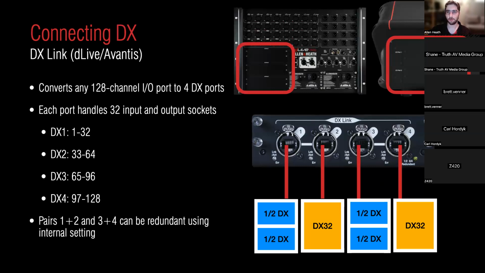So each one can handle a daisy chain of DX168s or a single DX32. So that's really important to note, because it looks like these are redundant pairs, but they don't have to be if you don't need and want them to be. And I just want to clarify, SQ is involved here. We're going to see some about SQ later on, I promise.